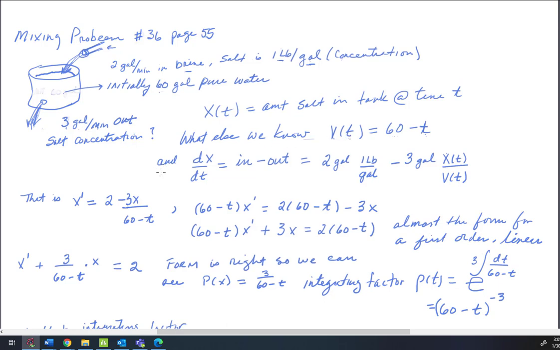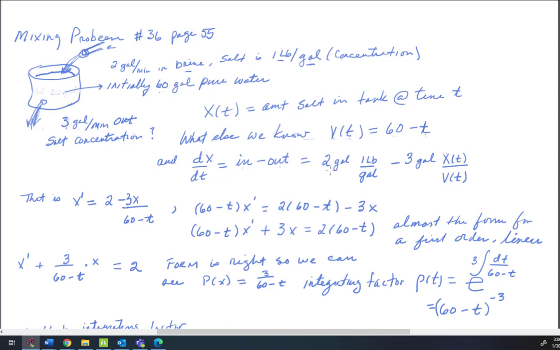Now we also know something about how x, the amount of salt in the tank, is changing. And how is that changing? dx/dt would be the amount in minus the amount out. And that's how the salt in the tank would be changing. You put some in, you take some out. And the difference would be how we're changing.